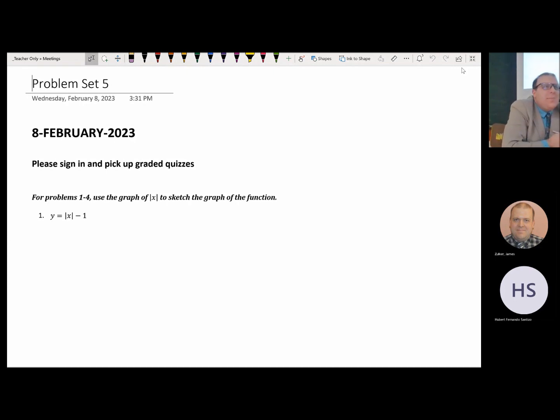I believe we also studied the absolute value of x a little bit. So the first 4 problems are going to deal strictly with the absolute value function.